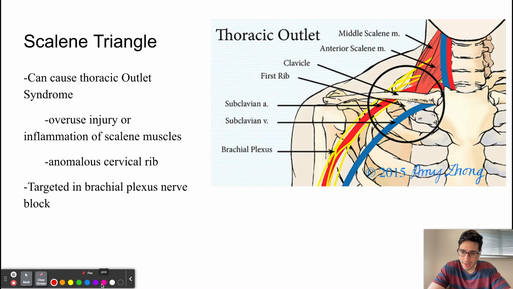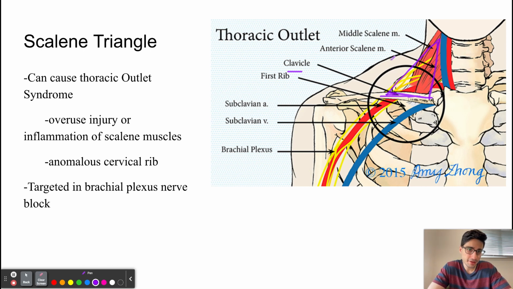Now, in this picture, I have an image of the scalene triangle. The scalene triangle is basically going to be this triangle that is found above the clavicle. So the clavicle is going to make the base of the triangle, and then we're going to have the middle and the anterior scalene making the rest of the triangle.